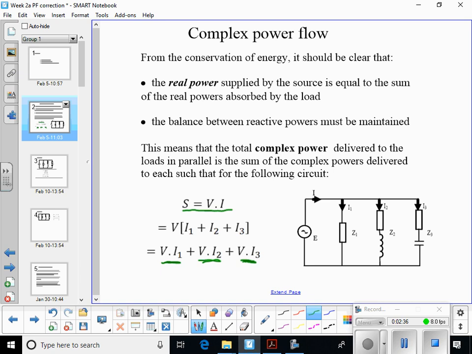Just the same as if you've got basic resistive loads, all active power, 3 lots of 10 watts, overall power, that's 30 watts. So we can do all of that with the complex ones as well. We just have to be a bit careful about them being in phase with each other before we add them together, or doing complex arithmetic. Okay?